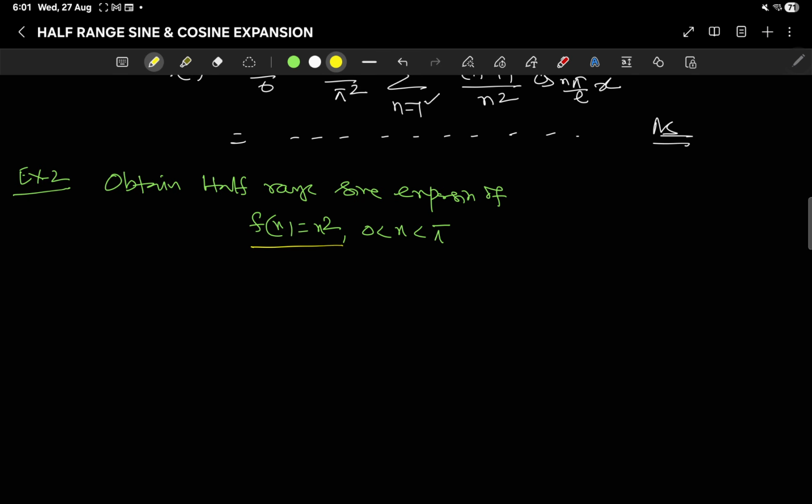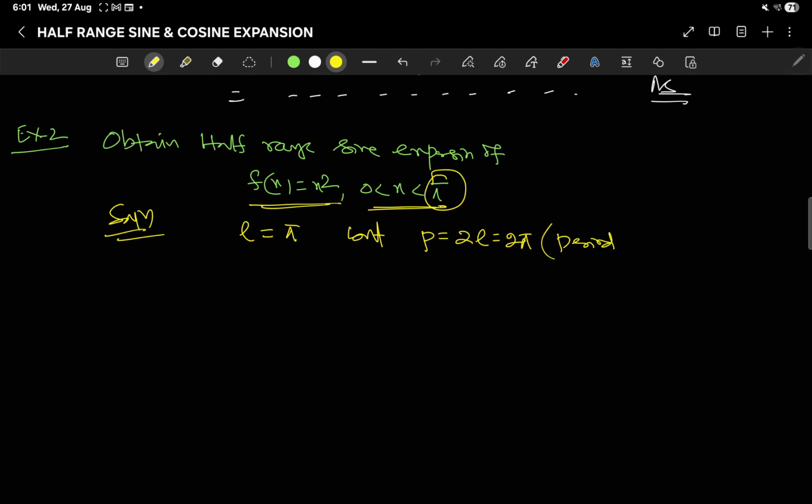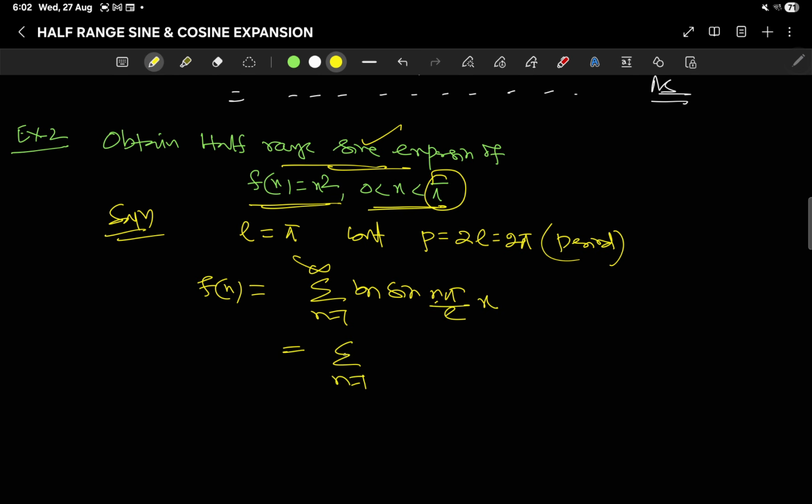Now coming to example 2, f(x) is equal to x square, 0 less than x less than pi. So what is your L? L is your pi here, right? This upper limit L is your pi. But the period is 2L, it's 2 pi periodic, right? 2 pi is my period. So what is the half range sine expansion? Here f(x) is simply summation n is equal to 1 to infinity B_n sine n pi by L x. So L is my pi here. So this is summation n is equal to 1 to infinity B_n sine, L and pi cancel, it is n x, right? Let it be my equation star.